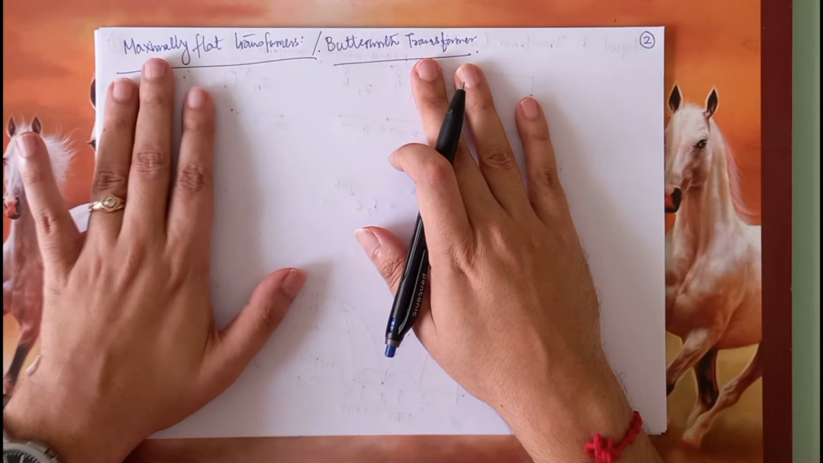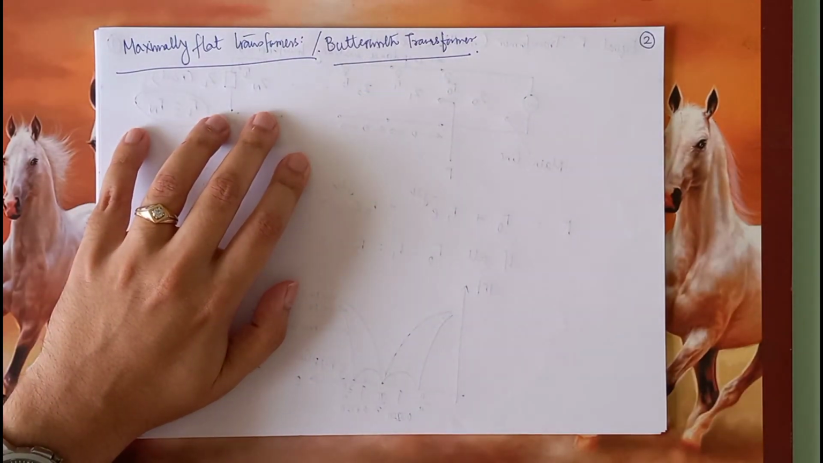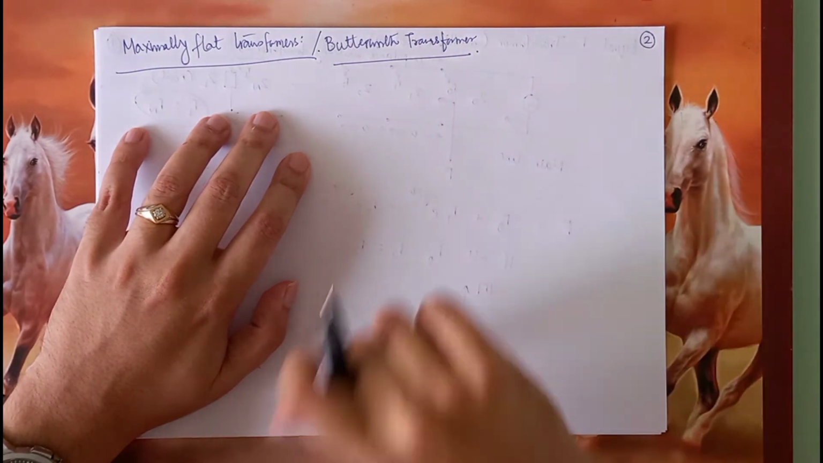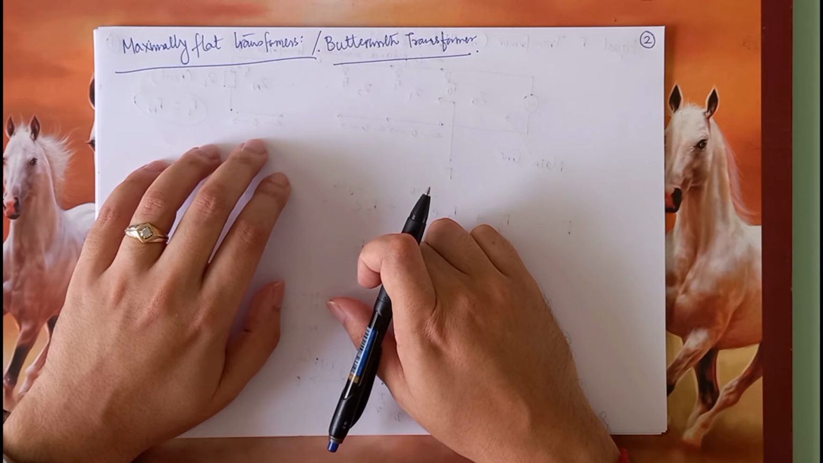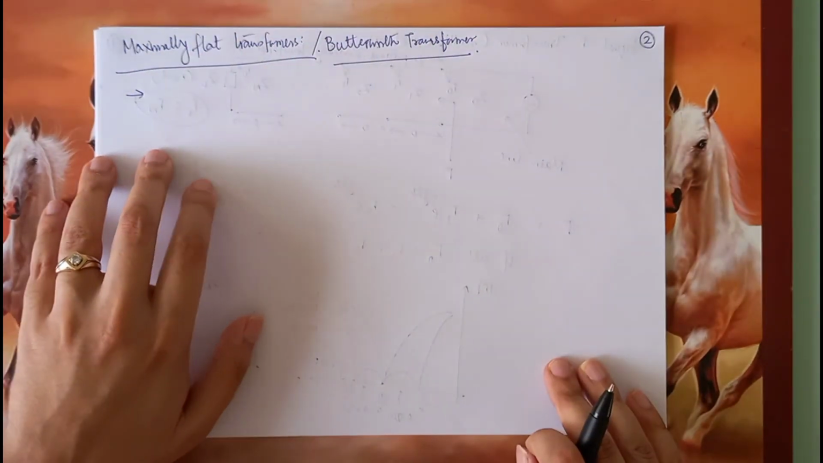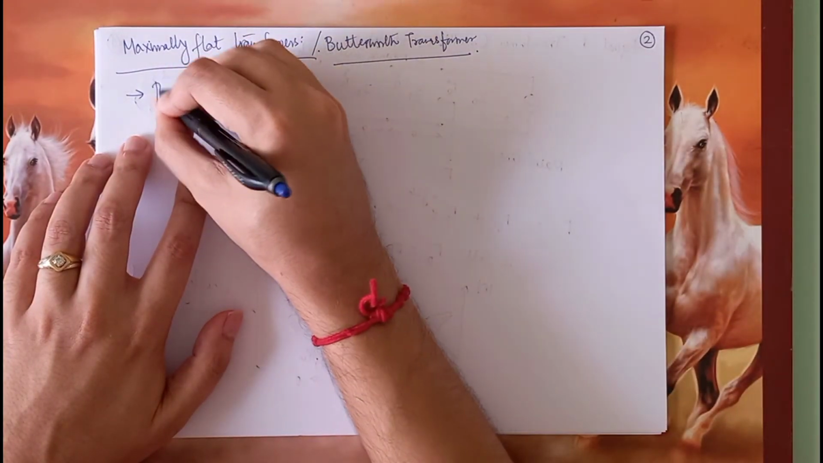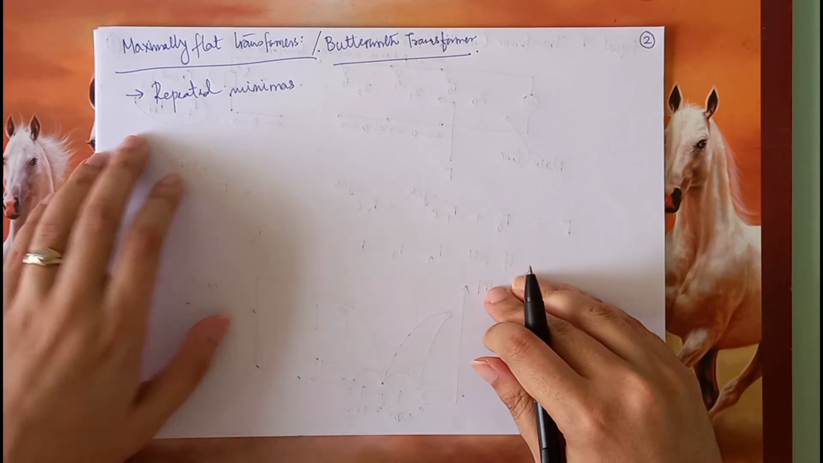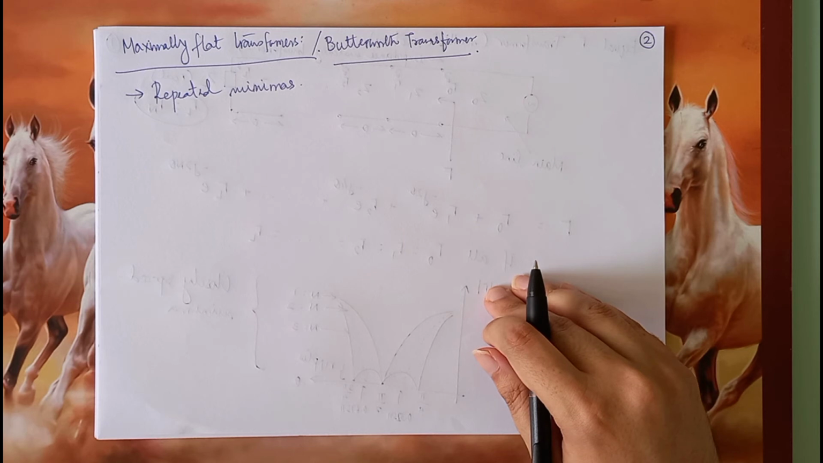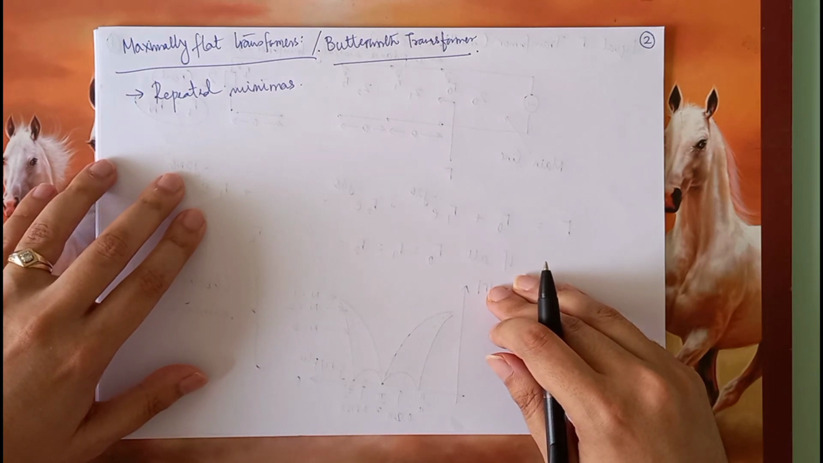The difference between the maximally flat or Butterworth transformer versus the equal gamma transformer which we have been seeing so far is this: the equal gamma transformer has different distinct roots, or different distinct minima, kept in close proximity over theta. But the characteristic of the maximally flat transformer is that it is based on repeated minima. What that means is you have multiple minima, or multiple roots, but at the same point, at the same value of theta.